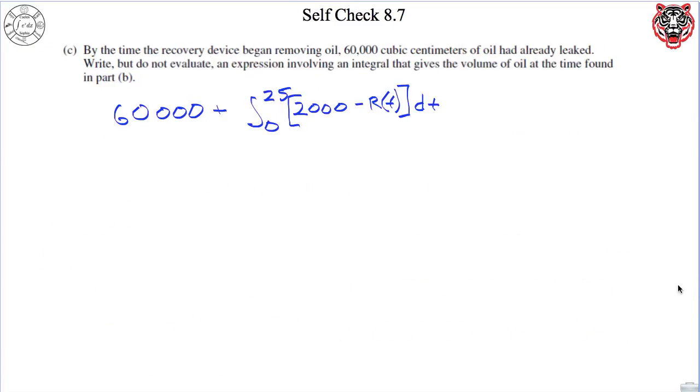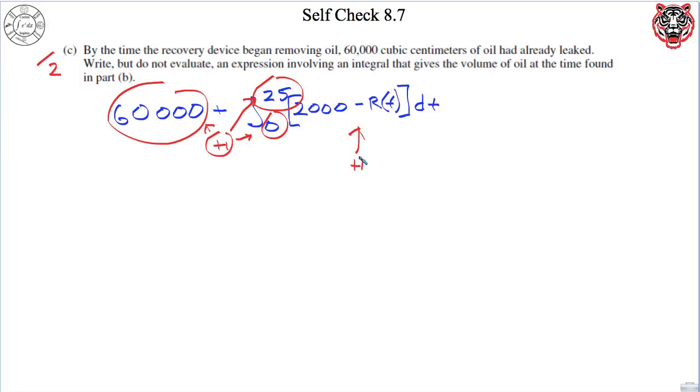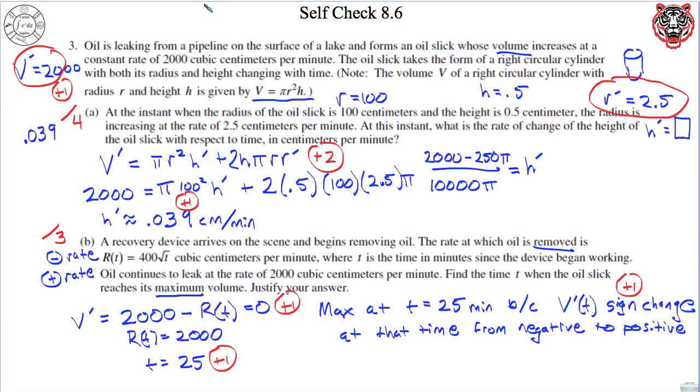And for part C, this is going to be out of 2 points to bring the total to 9. And you need to have the initial condition and the limits. So if you do that, that's +1 for all 3 of those things. And then if you have the integrand, like everything in here, correct, that's another +1. And we can say that this one was out of 9 points.